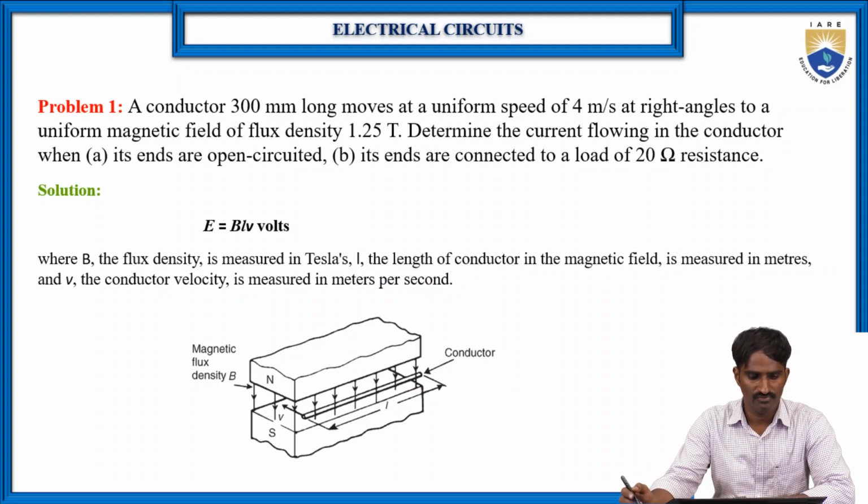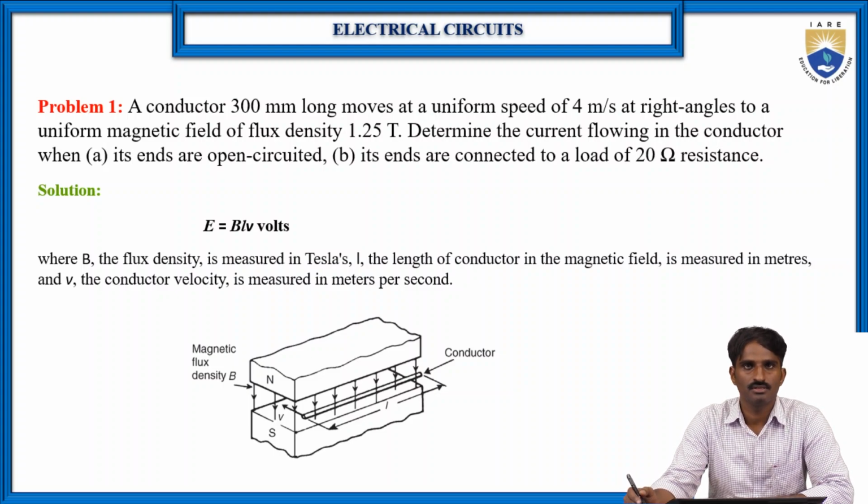So coming to the first problem: a conductor 300 mm long moves at a uniform speed of 4 meters per second at right angle to a uniform magnetic field of flux density 1.25. Determine the current flowing in the conductor when its ends are open circuited, and in the second case when its ends are connected to a load of 20 ohms resistance.